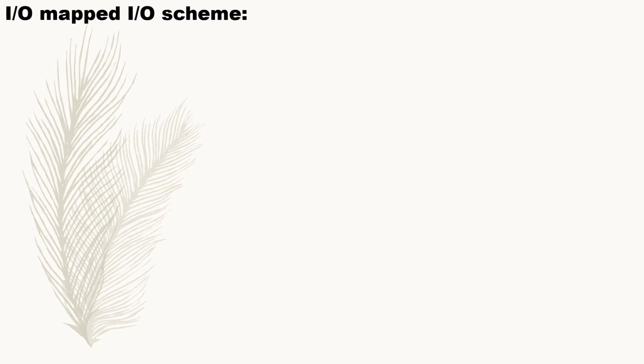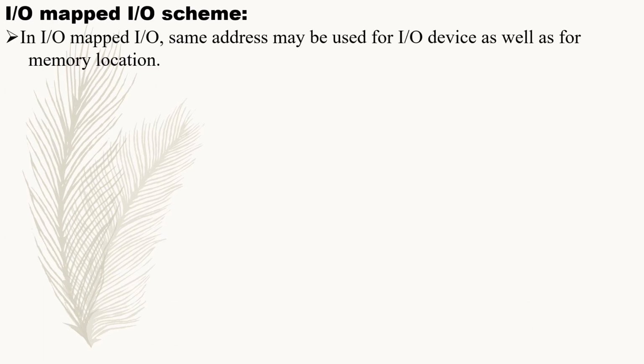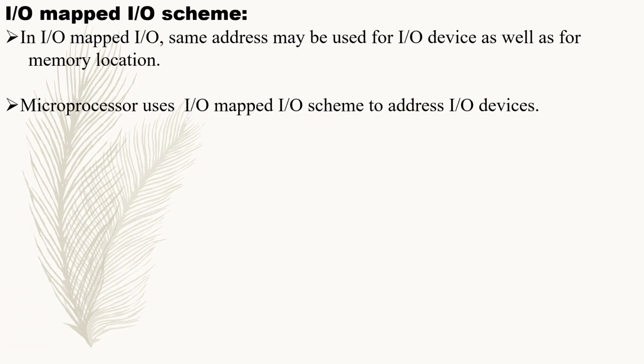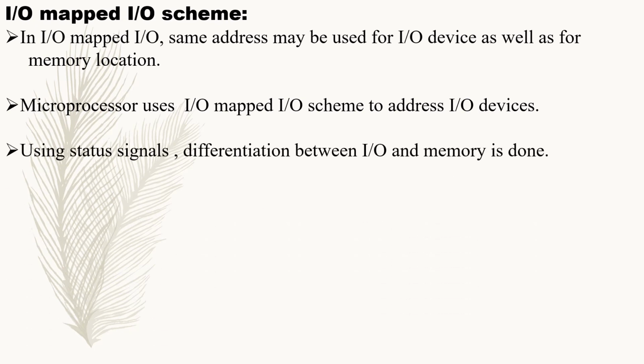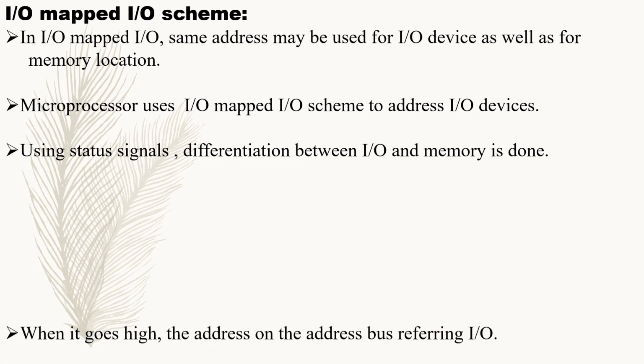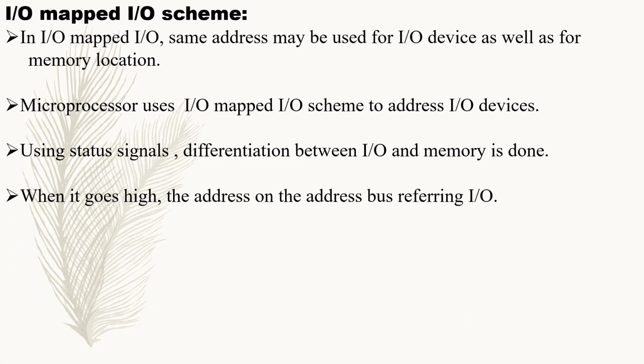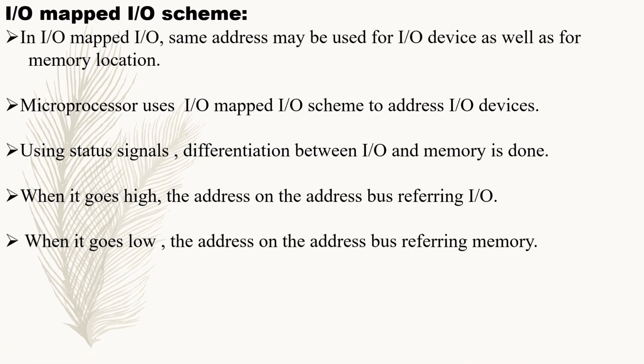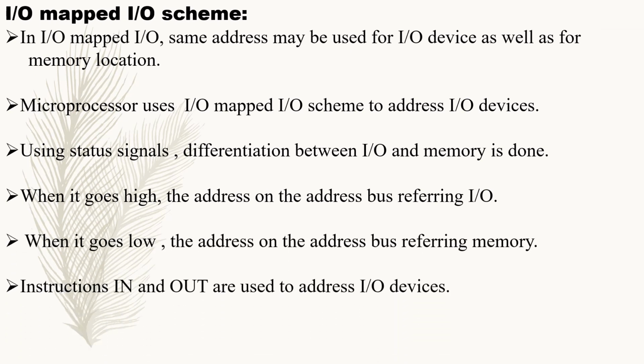IO mapped input-output scheme is used by our microprocessor. In IO mapped input-output, the same address is used for the input-output device as well as for a memory location. The microprocessor uses the IO mapped IO scheme to address the input-output devices. Using status signals, differentiation between input-output and memory is done. When it goes high, the address on the address bus will be referring to input-output. When it goes low, the address will be referring to memory.